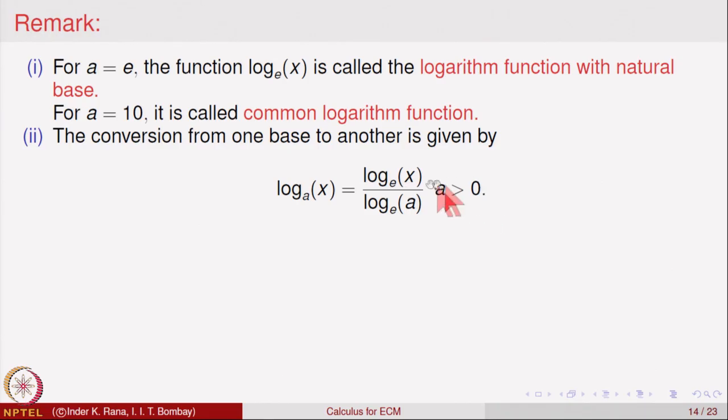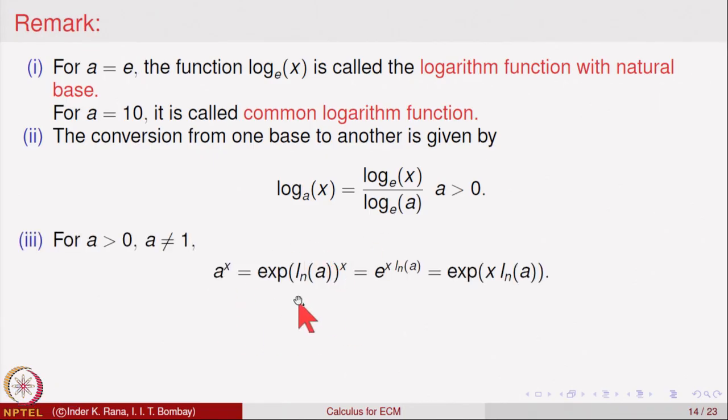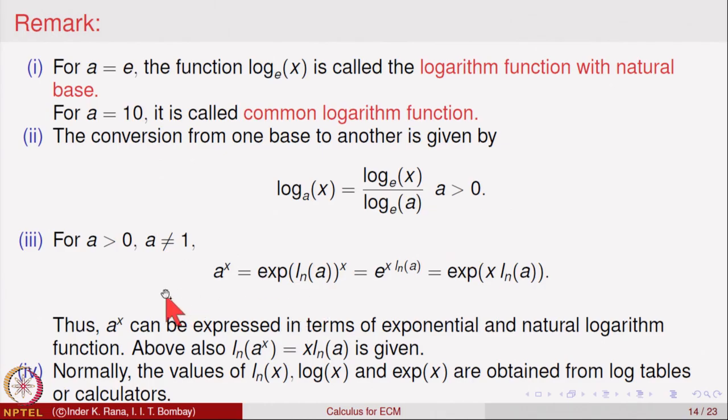This is the formula which allows you to change from base a to the natural log. So, log of x to the base a is the natural log of x divided by the natural log of a. So, these are some relations between the exponential function and the log. a raised to power x is the same as exponential of ln of a to the power x, and that is the same as e raised to power x ln a. Because they are inverses of each other, one can express a raised to power x in terms of the natural log using these formulas.